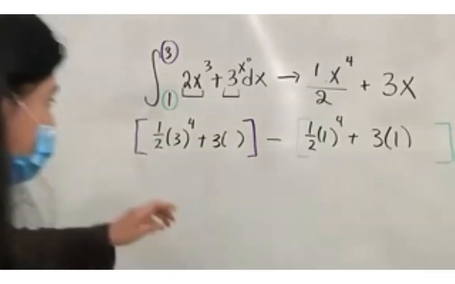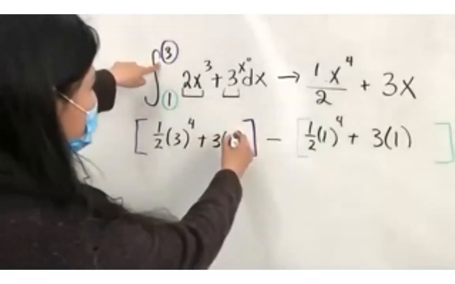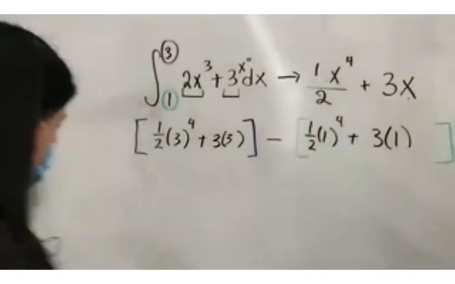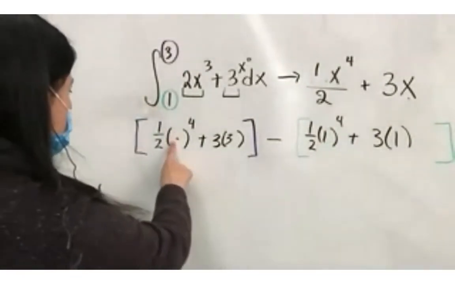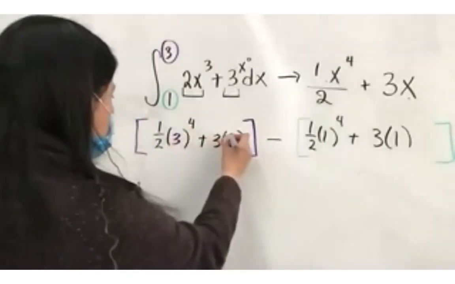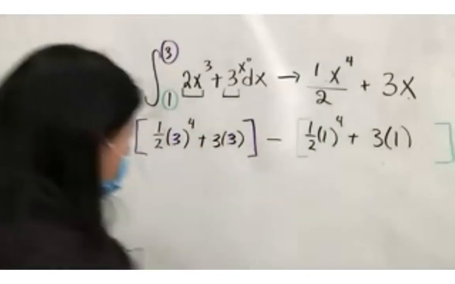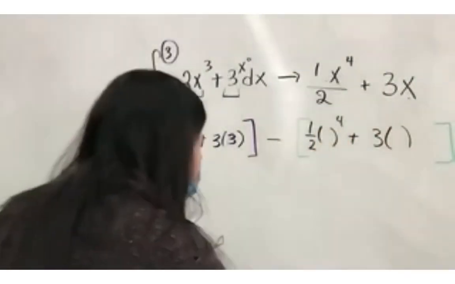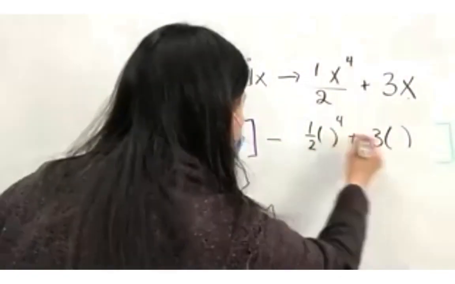because we're plugging in the 3, the upper limit, into the antiderivative right here. So yes, that should be a 3. And I actually am going to just do this. So for those who didn't see that, 3. And this is 1. These should be the same. There we go. Boom.